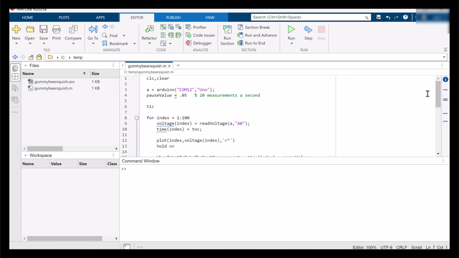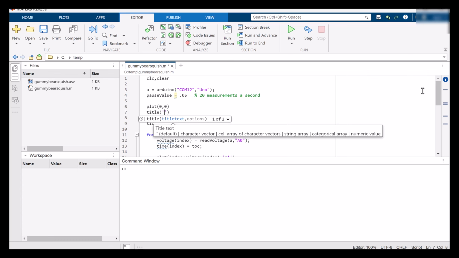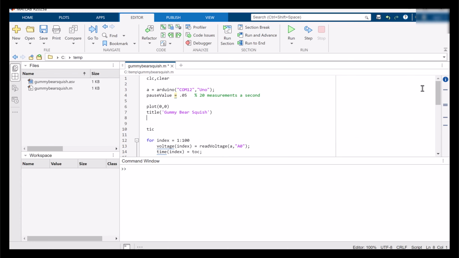Okay, so what we want to do is start and make a plot. I'm just going to plot a boring point, 0, 0, and just put a title on it. I'm going to call it Gummy Bear Squish. Squish, squish, squish. Gummy Bear Squish, fantastic.